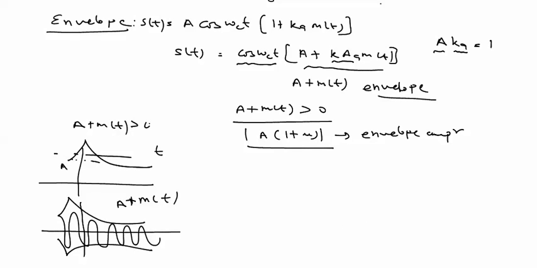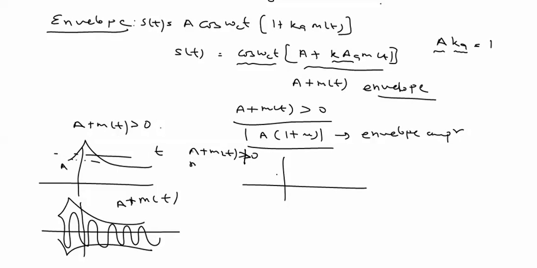If it is not following this condition, A plus m(t) is not greater than zero, maybe less in some portion. Rewriting, not greater than means the waveform may be in this way. Once this type of pattern is available to us, then I apply modulation on it.